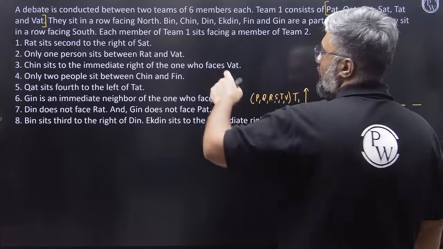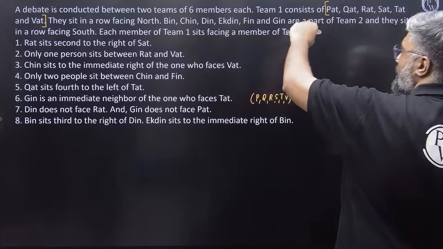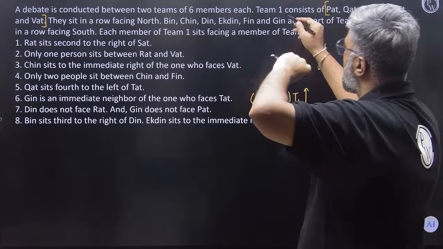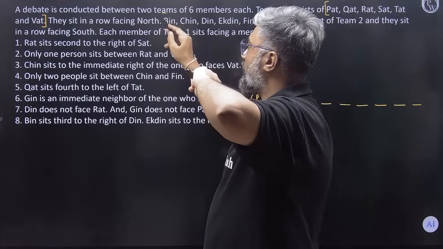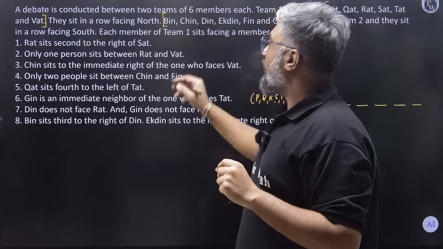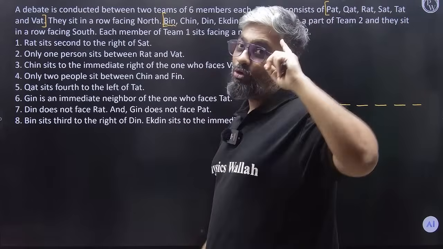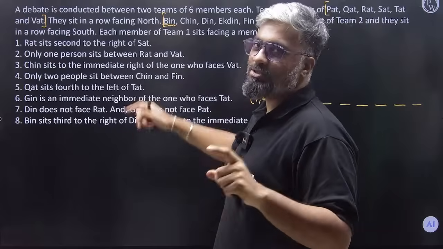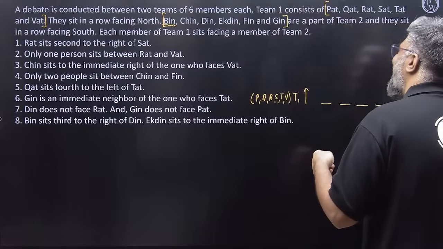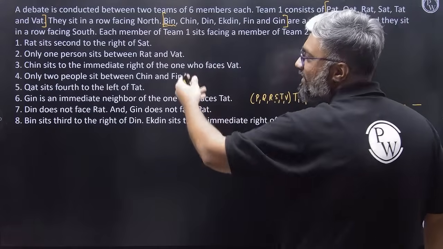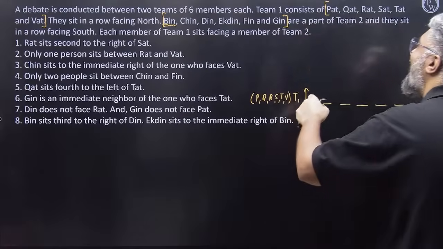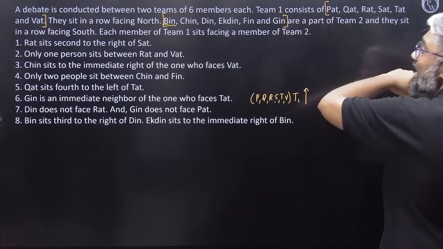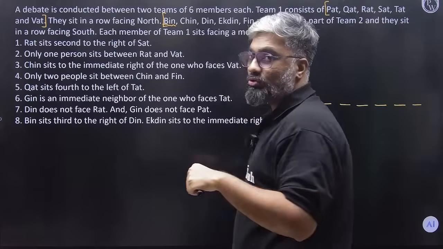Next. B, C, D, E, F, G are part of team 2. So these guys are again 6 people who are part of team 2. Don't look at this name and don't start thinking about that one person whose middle name was this. Okay. No. I was not able to come up with any other name, so I did. Okay. They are part of team 2 and they sit in a row facing south.